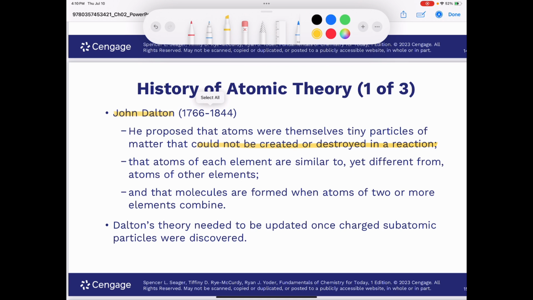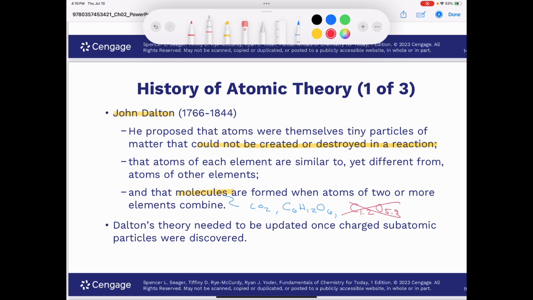And then I like this last one. Molecules are formed when 2 or more elements combine. You think about it, molecules are always formed with whole number ratios of atoms. Think CO2: 1 carbon, 2 oxygens. Think glucose, C6H12O6. There's no such thing as C1.2O5.8. That doesn't exist. They always combine in whole numbers.